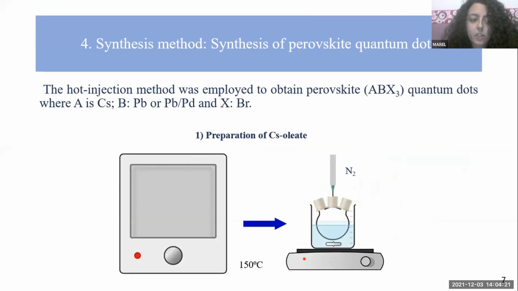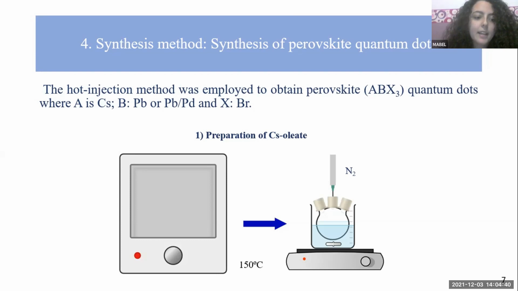The hot injection method was employed to obtain perovskite quantum dots, where A is cesium, B is lead or palladium, and X is bromine. This method consists of 3 steps. The first step is the preparation of cesium oleate.